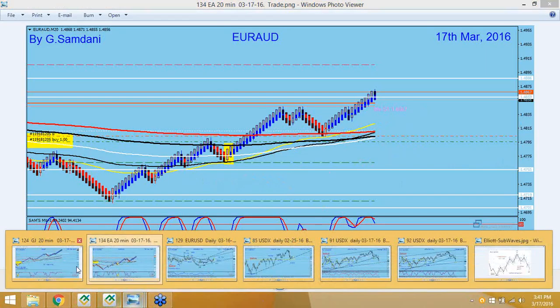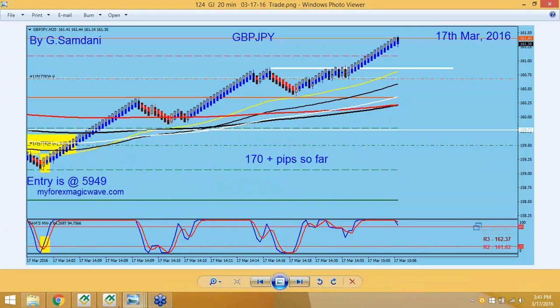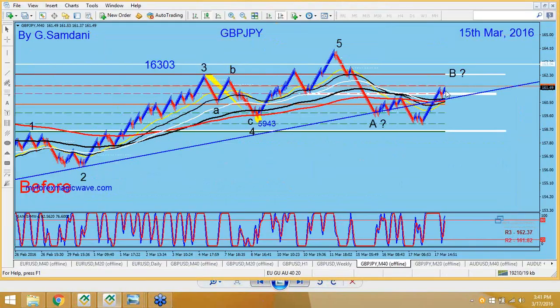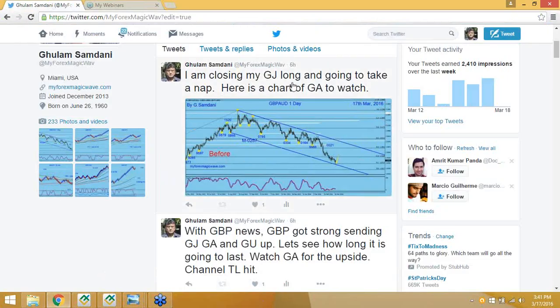Pound yen, like I said, we are now here, right? The thing is, is the wave B finished, or are we going to go up here and make this head and shoulders, and then drop? So that's the key question. I'll be watching and waiting. I tweeted that I'm closing my GJ long and going to take a nap.